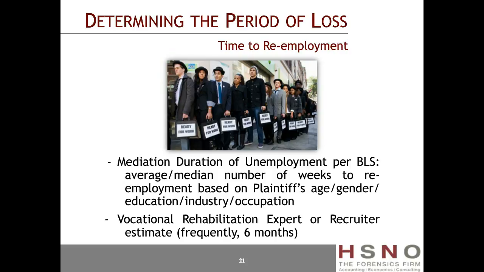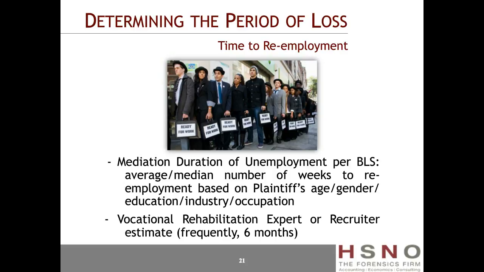I would put a caution that this is a figure that's the number of weeks to reemployment, but it's not necessarily reemployment in a comparable job or a job that's going to mitigate lost earnings. It's just to reemployment to any job. So there is that caveat.